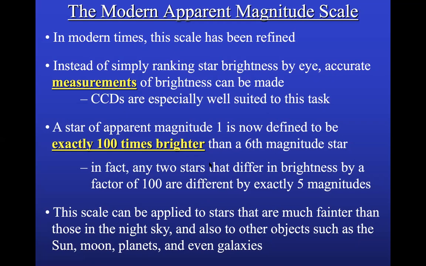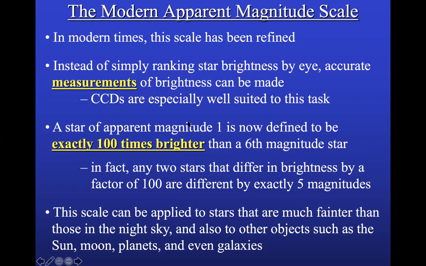In fact, any two stars that differ in brightness by a factor of 100 differ by exactly 5 magnitudes, right? That's what you need to remember here. If two stars have brightness that differs by 100 times, then the difference in magnitude will be 5 magnitudes, right? Now, this scale can be applied to stars that are much fainter than those in the night sky, and also to other objects such as the sun, moon, planets, and even galaxies.